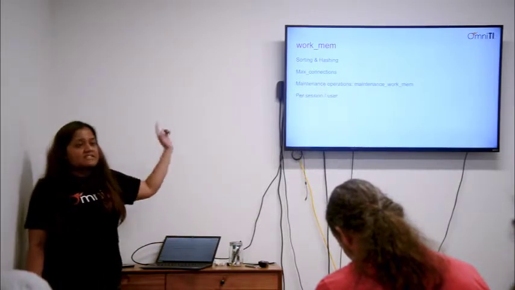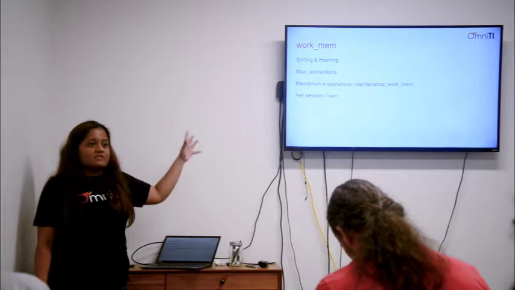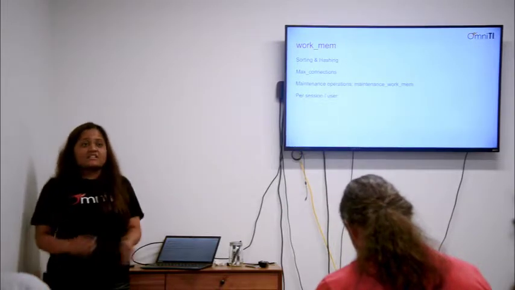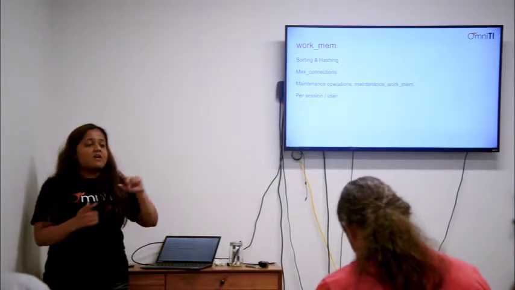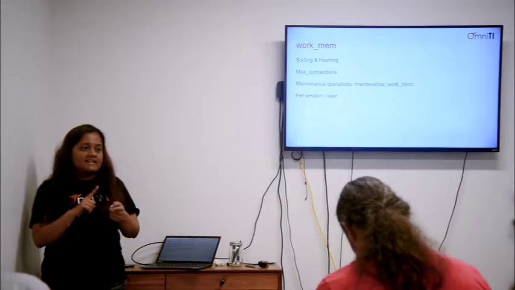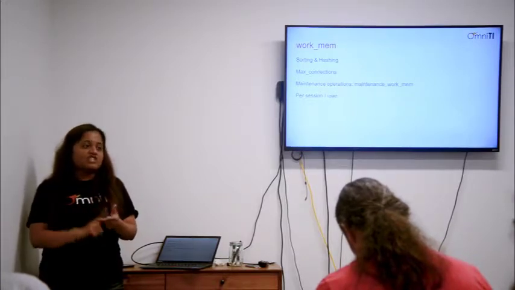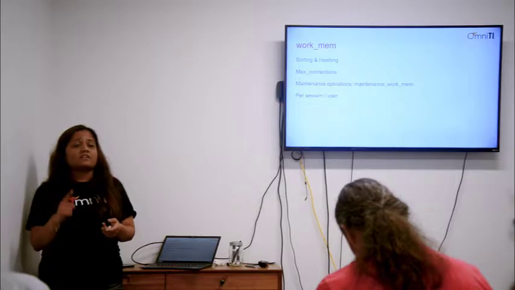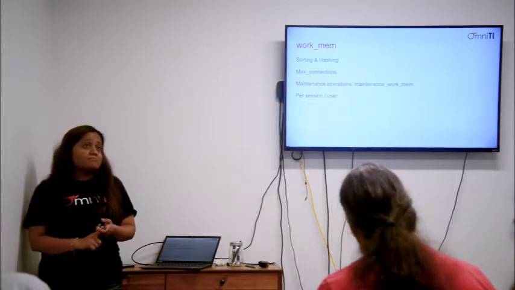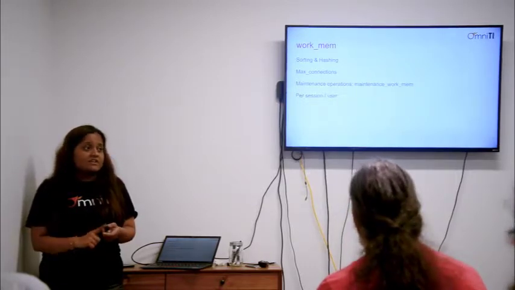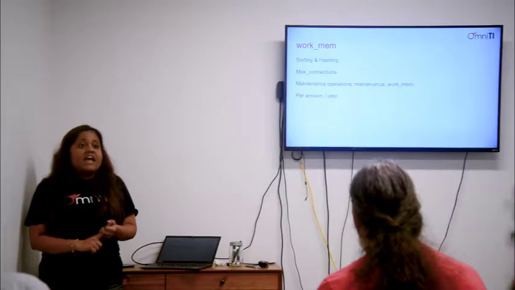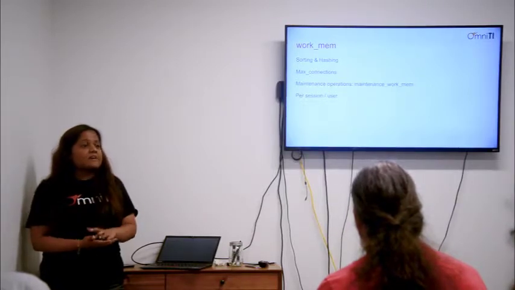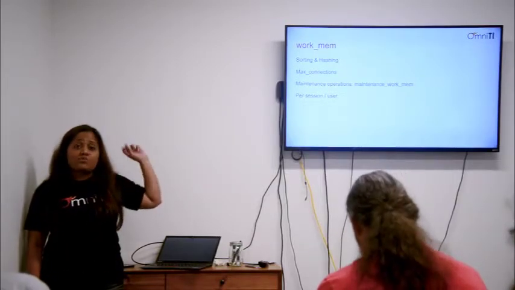work memory is per session and per user and per query. So it can be set on various levels. You can set it in the cluster at start time. Then you can change it while the cluster is running. Then you can change it when a particular role is running something. You can also change it per session. And why should you do that? It's because work memory is per query.